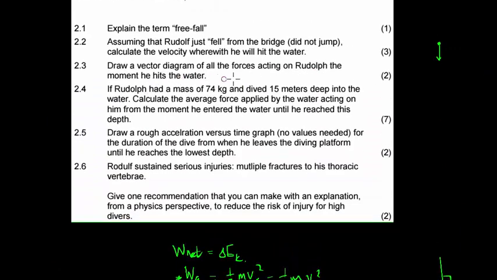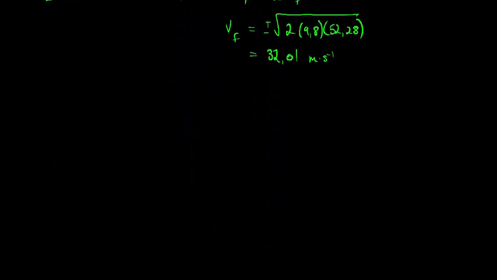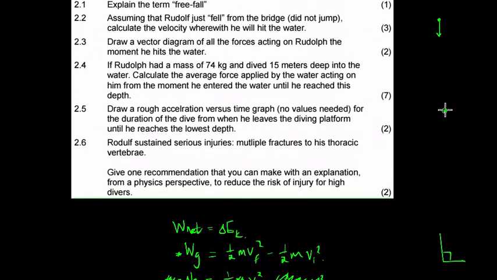Draw a vector diagram of all the forces acting on Rudolph the moment he hits the water. So now, the moment he hits the water, what forces are acting on him? Still gravity. Gravity is still acting on him. And? Will he still continue to fall at the same velocity as if he's been falling through air? No. Why not? Because it's a different medium. Yes.